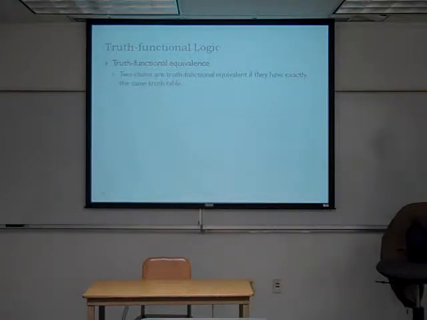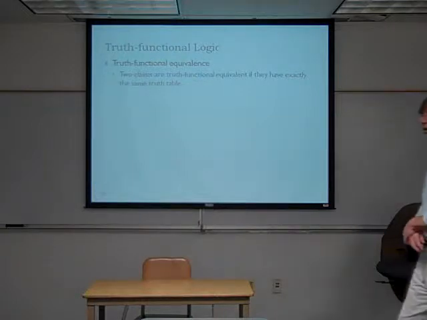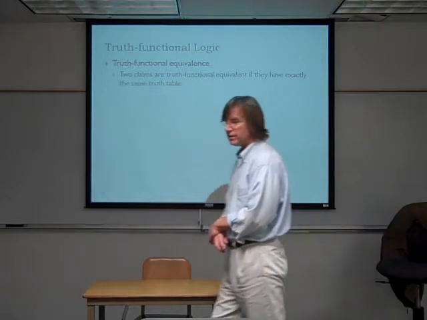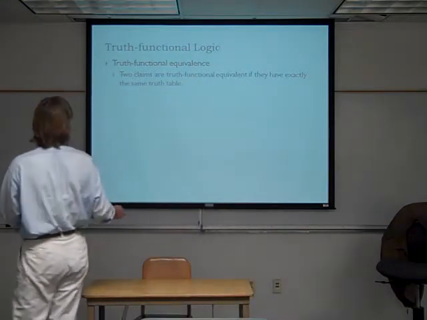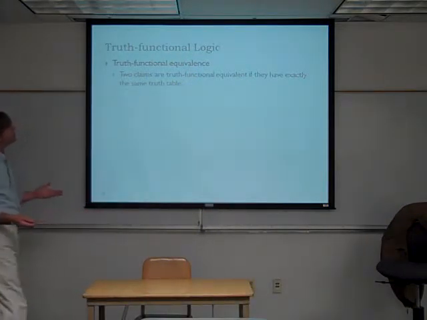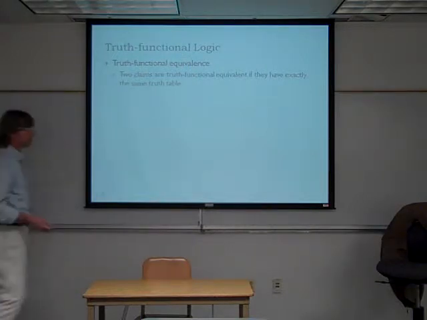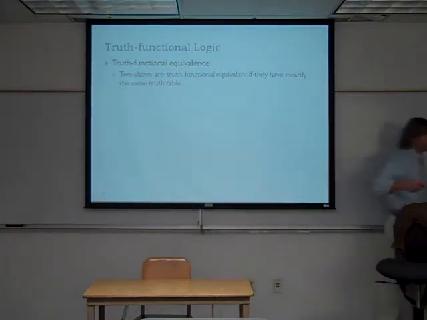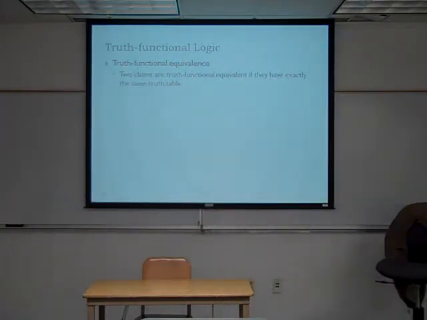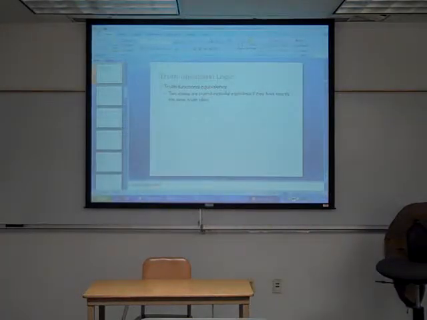Now, truth functional equivalence. What does it mean when we say two claims are truth functionally equivalent? That essentially means they have the same truth tables. Two claims are truth functionally equivalent. That's another thing I spelled wrong. Clean this up. Two claims are truth functionally equivalent if they have exactly the same truth table. What was the other one?